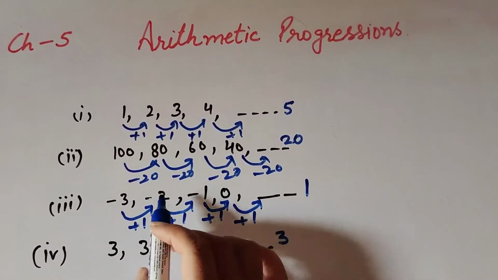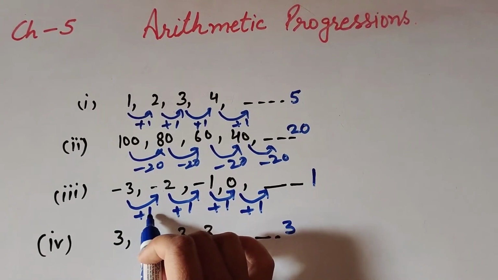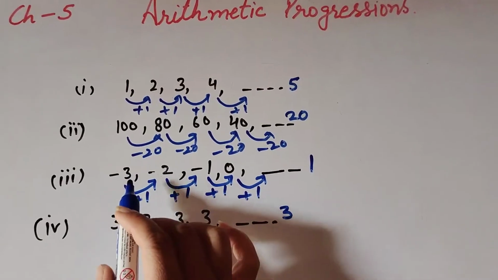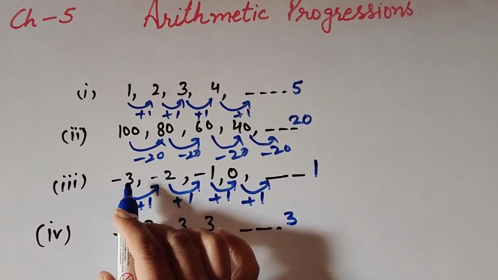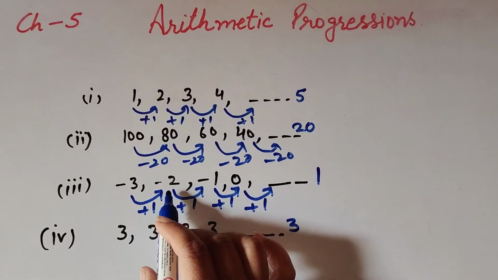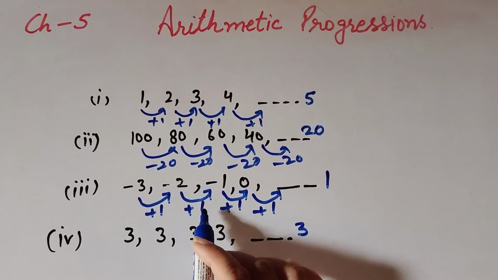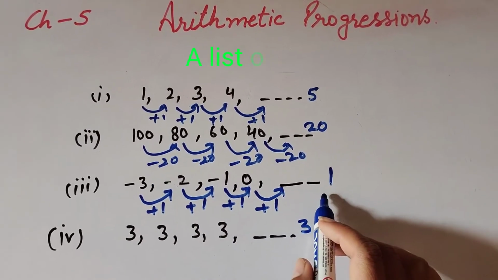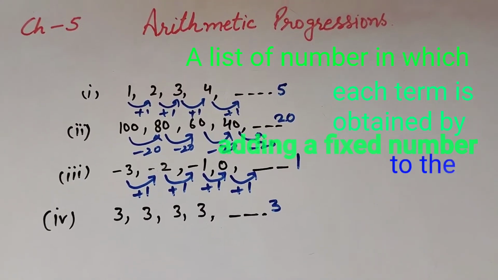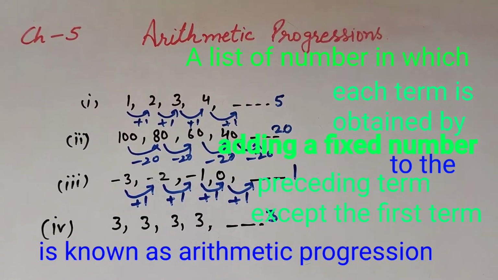From these lists of numbers we observe that the successive term is obtained by adding a fixed number to the preceding term. In this the term is -3. We add 1 to -3, we obtain the successive term -2. Here -2 is the preceding term, we add 1, we get the next successive term -1. A list of numbers in which each term is obtained by adding a fixed number to the preceding term, except the first term, is known as an arithmetic progression.